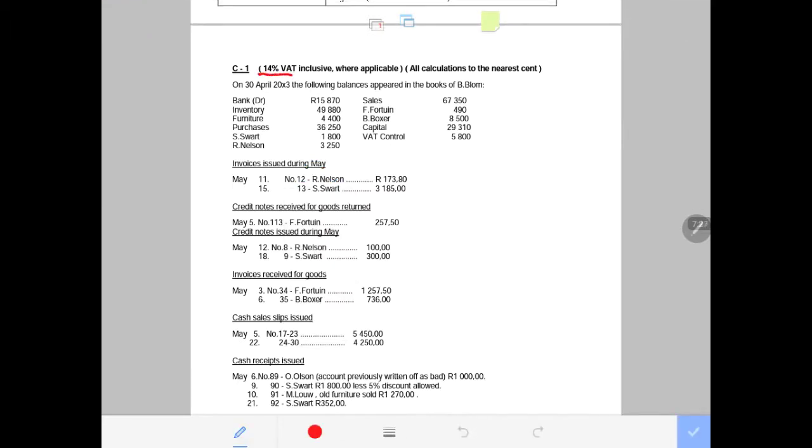It says 14% VAT inclusive where applicable, meaning all the transactions that we have here, where it is necessary or where it is applicable, VAT is already included, and all the calculations must be taken to the nearest cents, and I will be doing that very well for you. We have invoices that were issued during the year. We issue invoices only if we sell on credit. So these are credit sales. In other words, in these two transactions, 11 and 15, we sold inventory on credit to these two different customers.